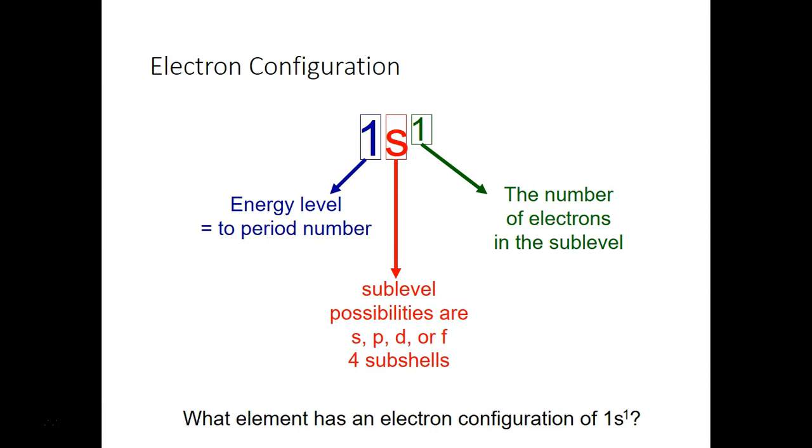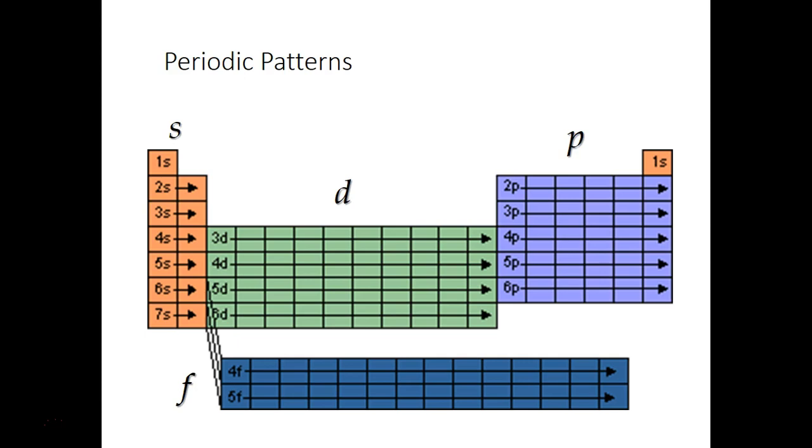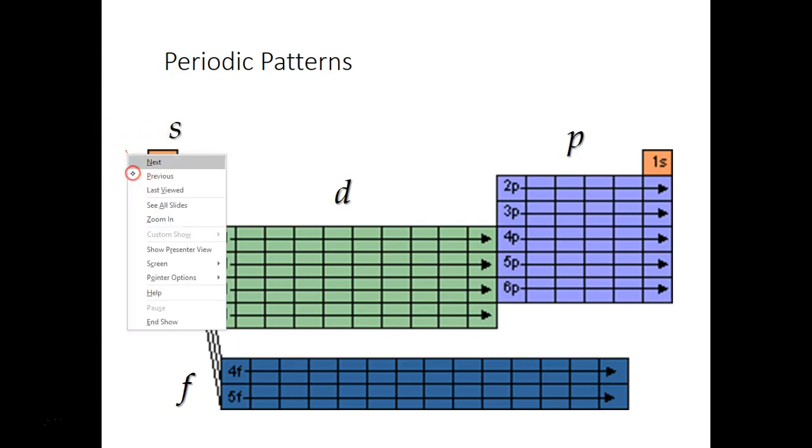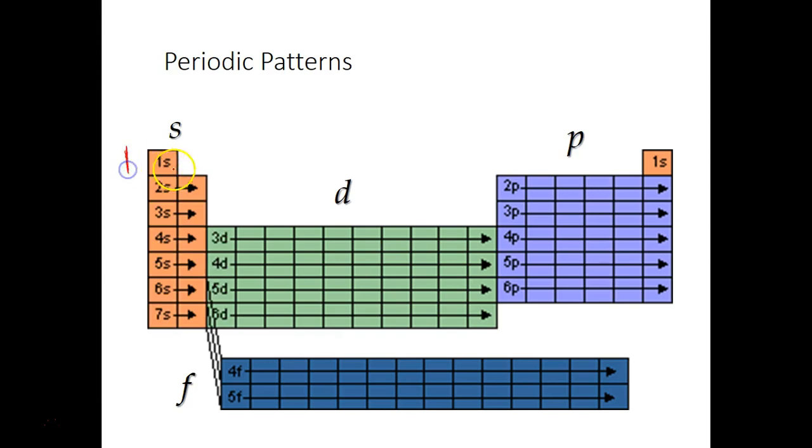What element has an electron configuration of 1s1? Well, the way we figure this out is we go to our periodic table here, and we look for period 1, and we look for the s orbitals, which are this area over here, and then we're in the first position. So this element right here is hydrogen. Hydrogen's going to have 1s1. Now if hydrogen is 1s1, helium's going to be over here at 1s2, lithium will be 2s1, and we just continue on down the road.